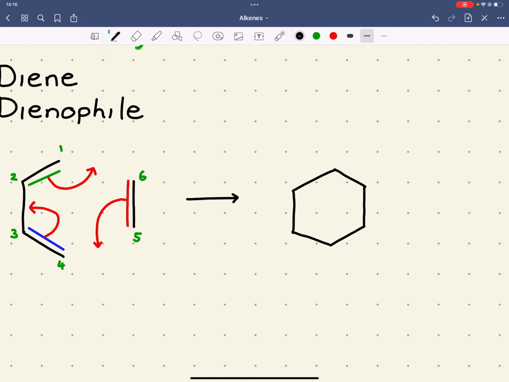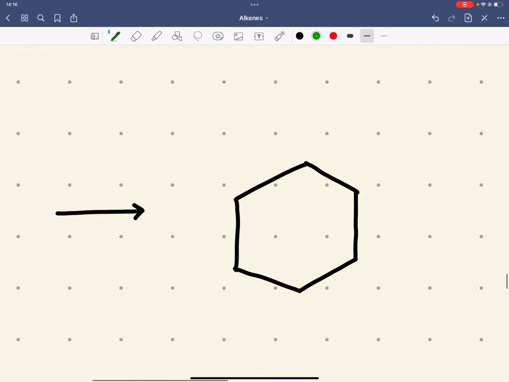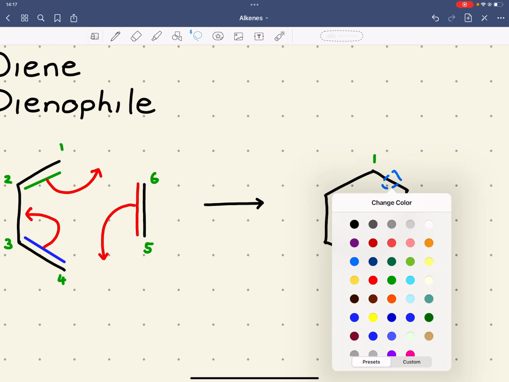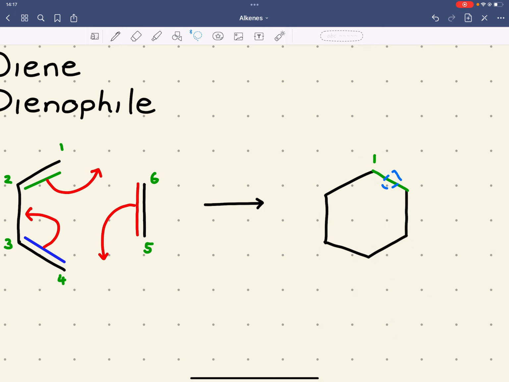So what we get then is, I'm going to number this carbon 1. We can see that we form a new bond between carbons 1 and 6, and that was using the pi bond, which I've given the green colour to. So I'm going to give this the colour green to show that the pair of electrons in this pi bond is now used to form a sigma bond between carbons 1 and 6. The bond between carbon 6 and 5, nothing's changed there. This sigma bond here is the same as this sigma bond.